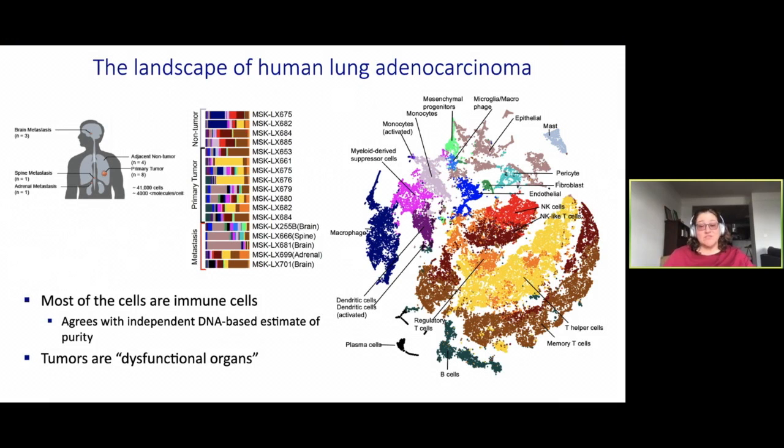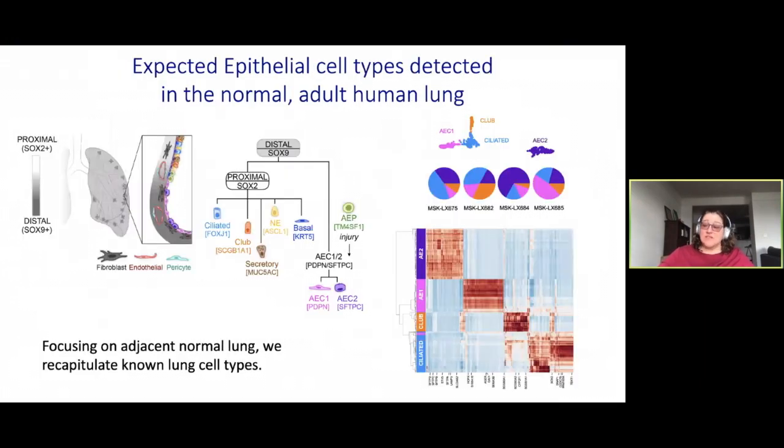tumors, most of the cells are actually immune cells. And single cells really help us understand that tumors are actually dysfunctional organs. They're not just a bag of tumor cells. And again, just as a sanity check, we can see that when we look at the adjacent normal, we can pick up with single cell RNA-seq cleanly and clearly all the adult expected lung cell types. Things were behaving as expected, everything was working.